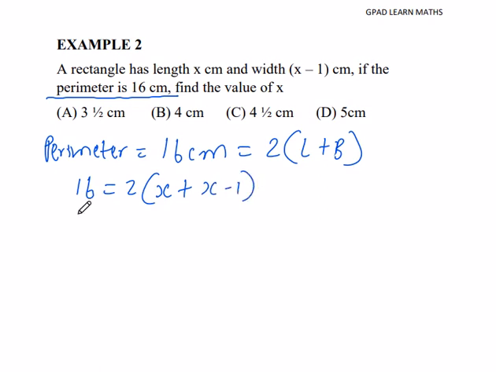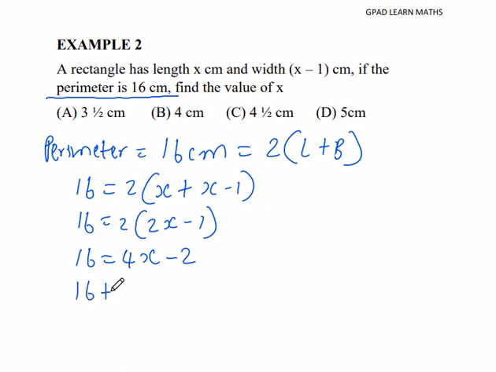Close up the bracket. 16 is equal to 2 bracket, x plus x is 2x, minus 1. So that will be 16 is equal to, open up this bracket, 2 times 2x, that's 4x. 2 times minus 1 is minus 2. Move minus 2 to the left hand side, that will be 16 plus 2 is equal to 4x. 16 plus 2 is 18, and this is equal to 4x.